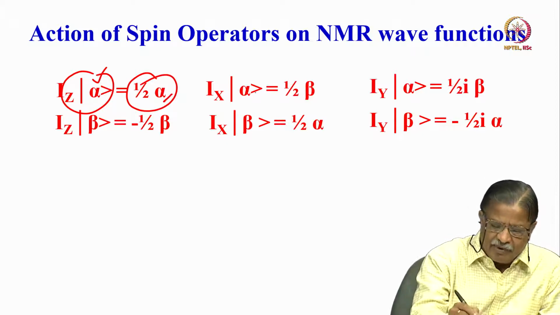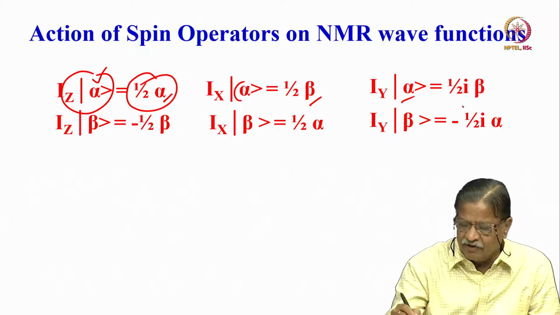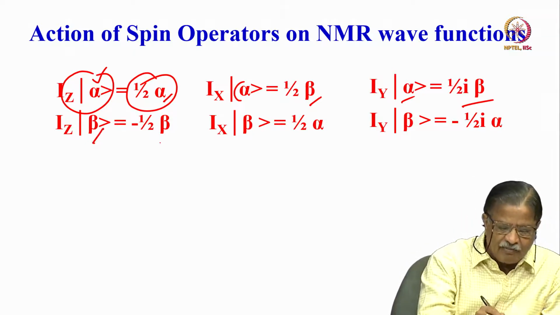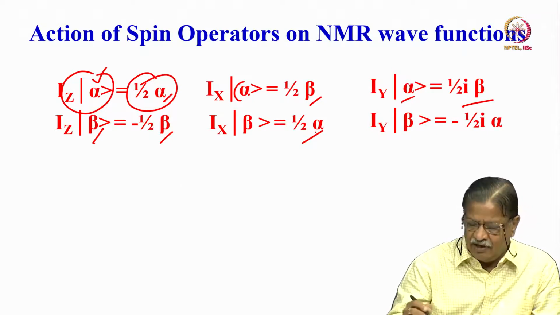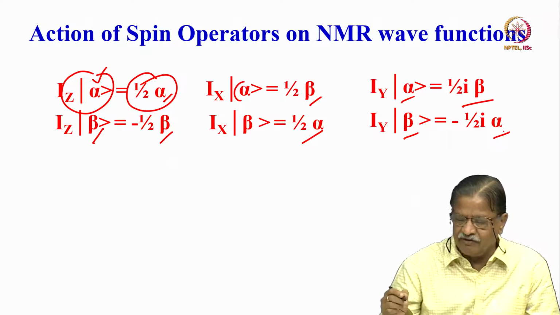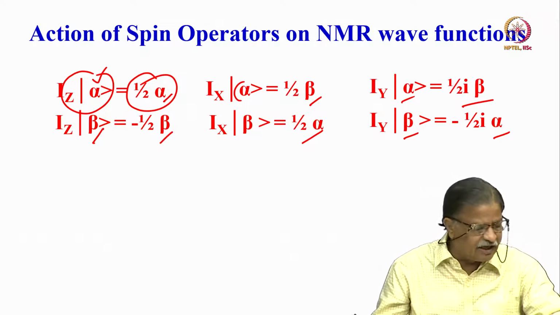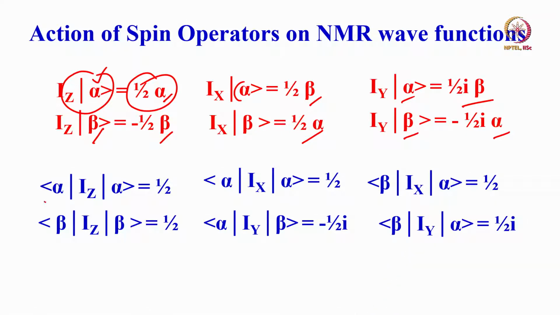Similarly, I x operating on alpha gives us half beta. I y operating on alpha gives half i beta. Same thing, if I z operates on beta, you get minus half beta. I x operating on beta gives half alpha. I y operating on beta gives minus half i alpha. These are the things which I keep on using very often. Now similarly, we can represent it like this.